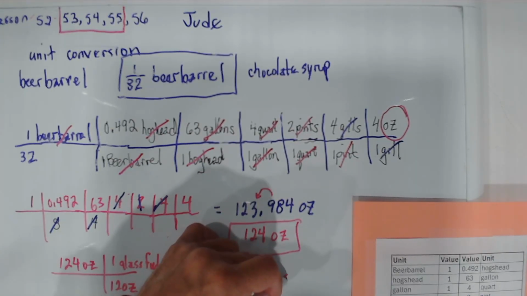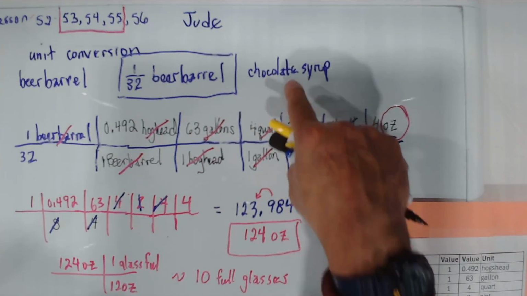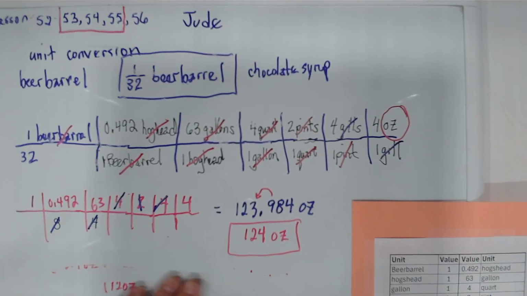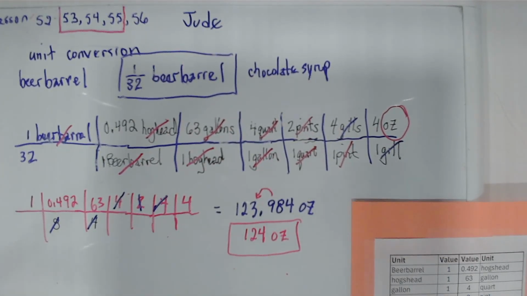And that's pretty good for chocolate syrup. I mean, it would be tough to drink a full glass of chocolate syrup. Of course, I'm sure you boys could probably do that. But I don't think your mom is going to give you your chocolate syrup in glassfuls. I think she'll probably give it to you maybe in teaspoons. So let's find out how many teaspoons we end up with.